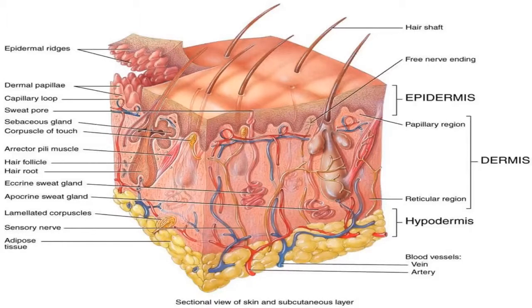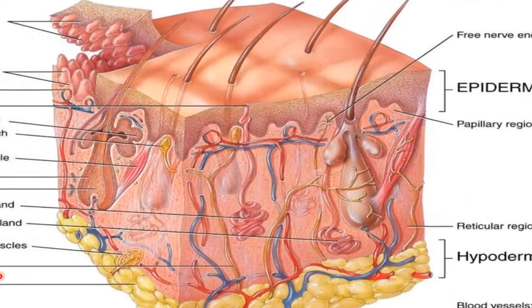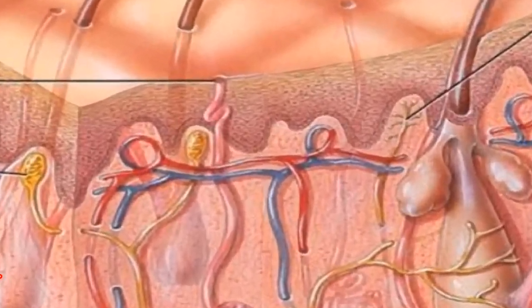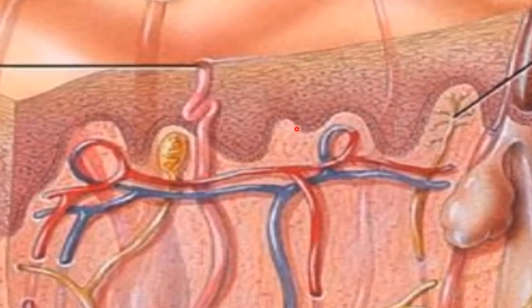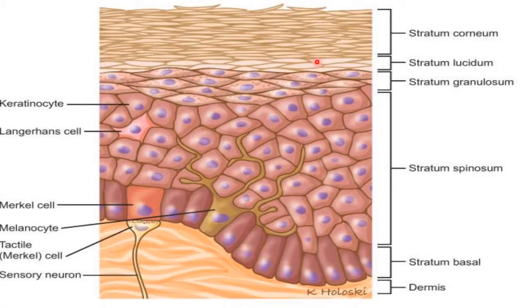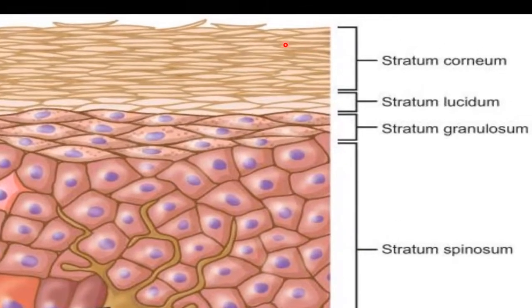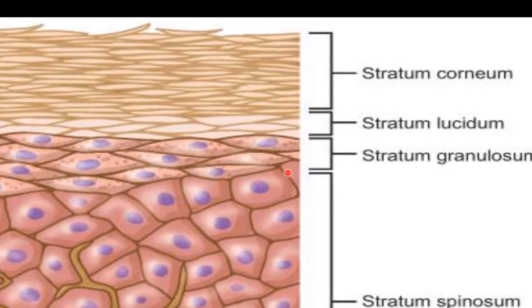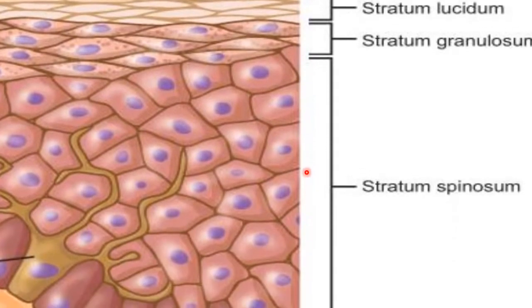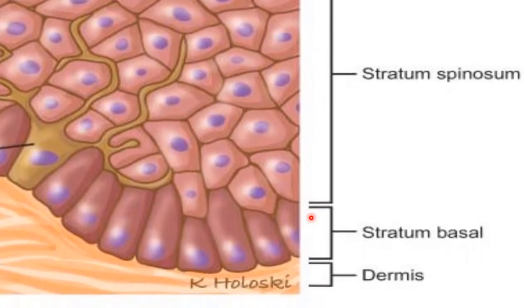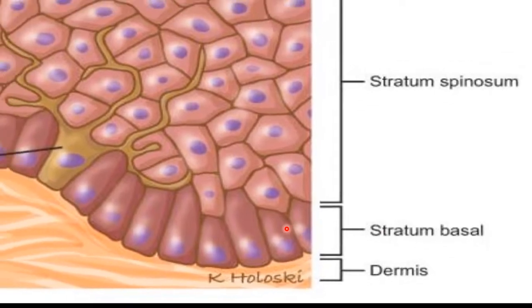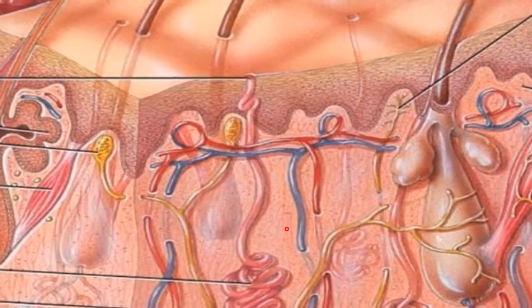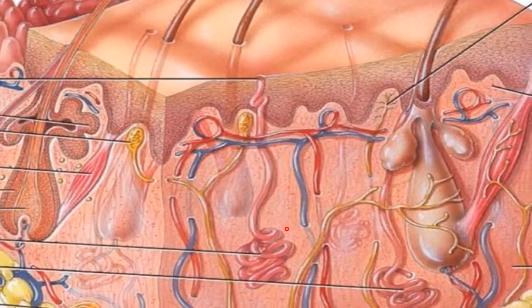Now let us come to the anatomy of the skin. The layers of the skin are the epidermis, the dermis and the hypodermis. You can see the epidermis, dermis and the hypodermis. Now coming closer to the epidermis, the layers of the epidermis are the stratum corneum, the stratum lucidum, the stratum granulosum, the stratum spinosum and the stratum basale. The stratum lucidum is generally seen in the palmoplantar area in the thick skin.